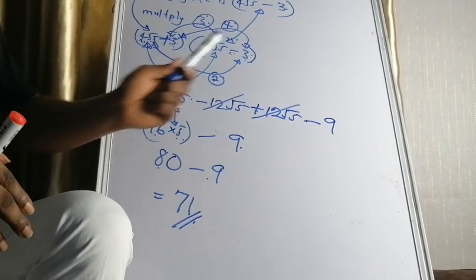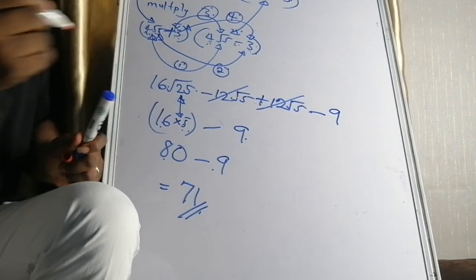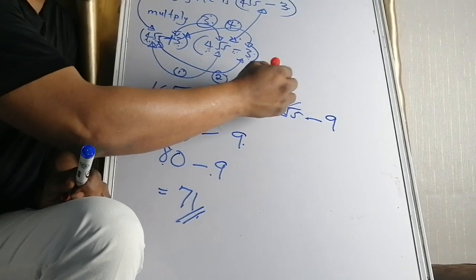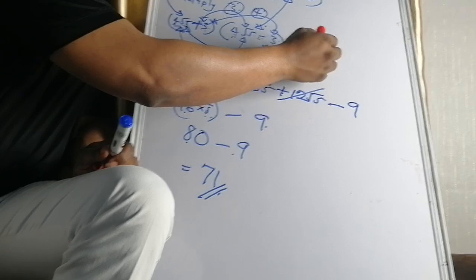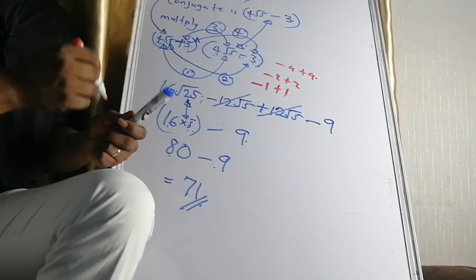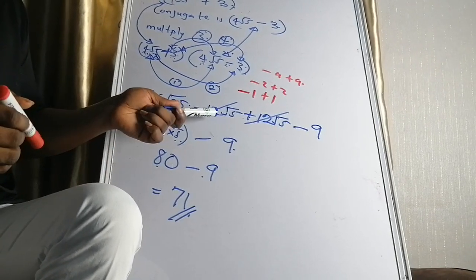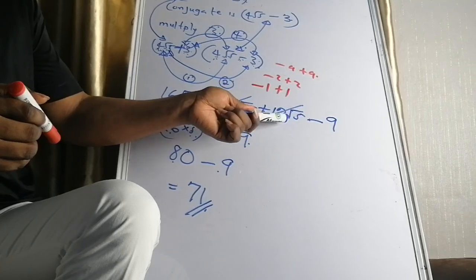This will cancel each other. I've told you minus 1 plus 1 will cancel each other. Minus 1 plus 1 cancel. Minus 2 plus 2 cancel. Minus a plus a cancel. So the same thing applies here. You see that this one is the same thing. 12 root 5, 12 root 5. So they are the same.